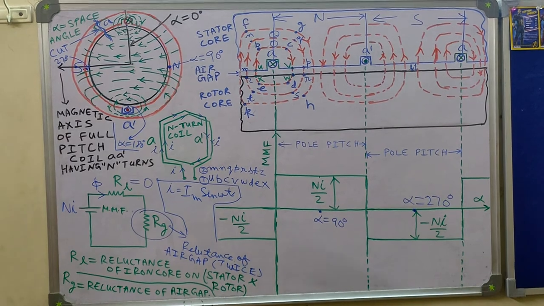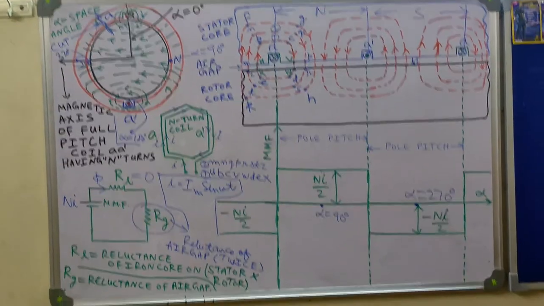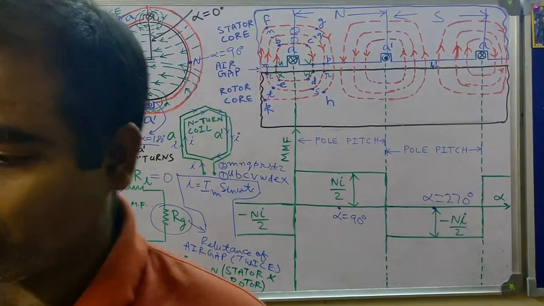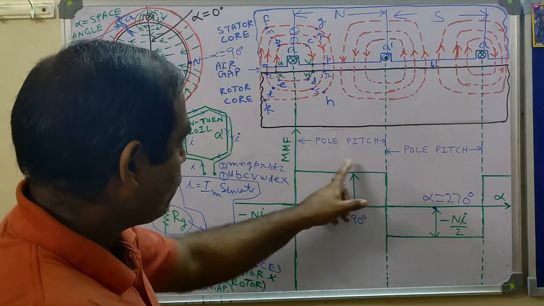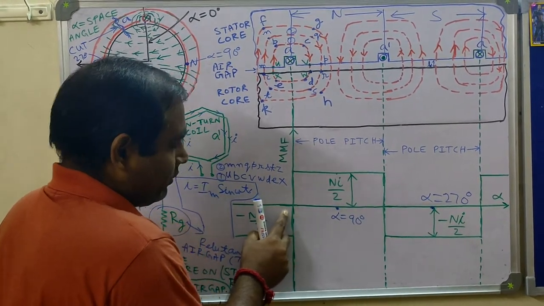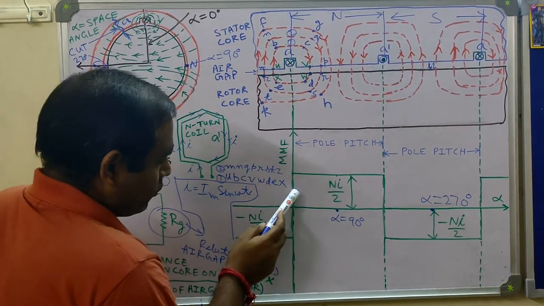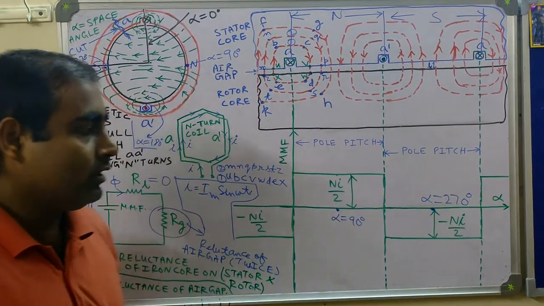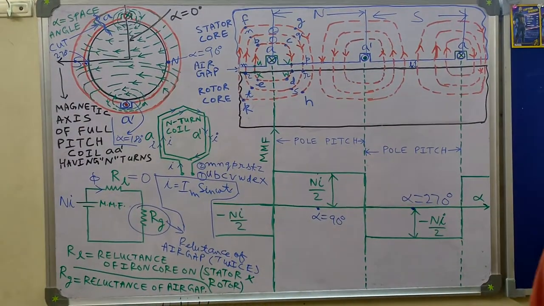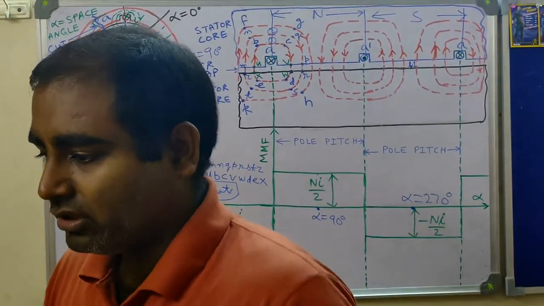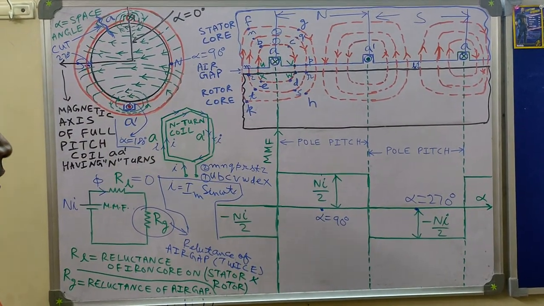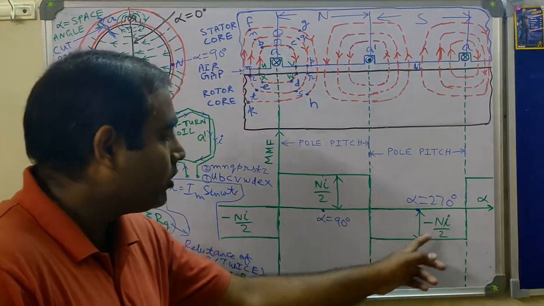Now you have studied Fourier series. Fourier series is a technique of representing a periodic quantity which is non-sinusoidal as a summation of a large number of sinusoidal quantities. Although this space distribution of MMF is a periodic quantity, it has a finite number of discontinuities, at this point and at this point. So it satisfies Dirichlet's condition. Dirichlet's condition needs to be satisfied for applying Fourier series to a waveform. It says that the periodic waveform, which is of course not sinusoidal, should have a finite number of maxima and minima and a finite number of discontinuities. So it satisfies Dirichlet's condition, and you can apply Fourier series.